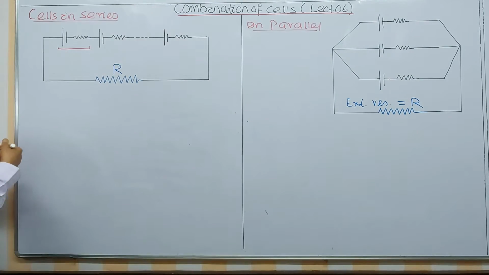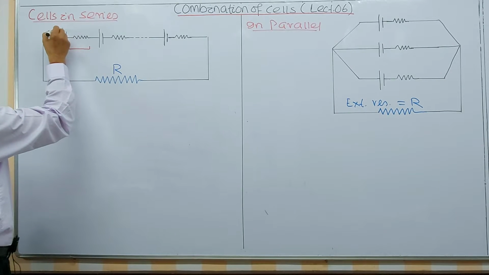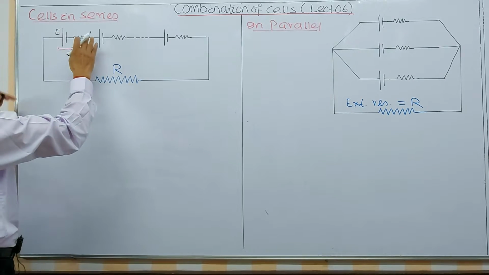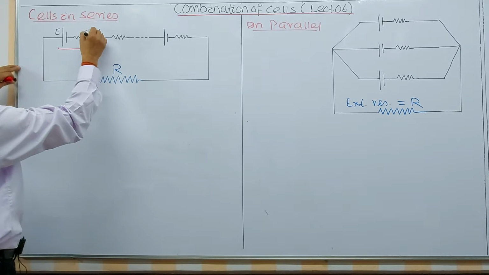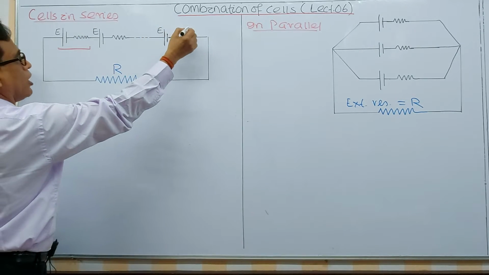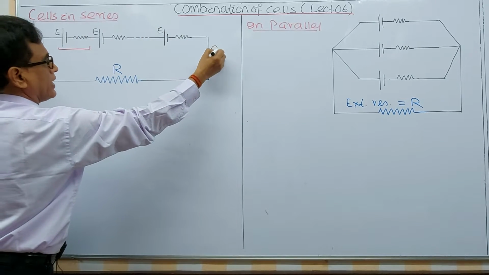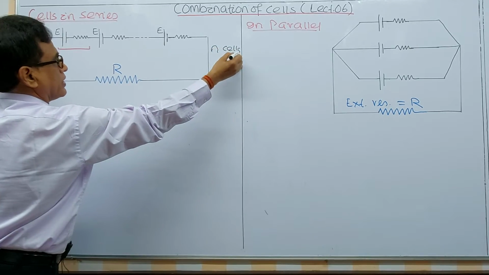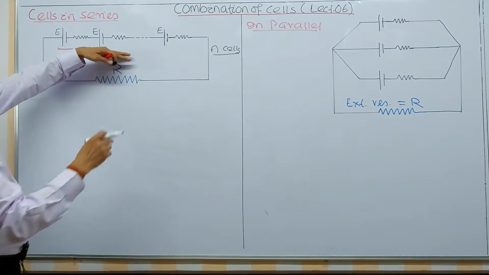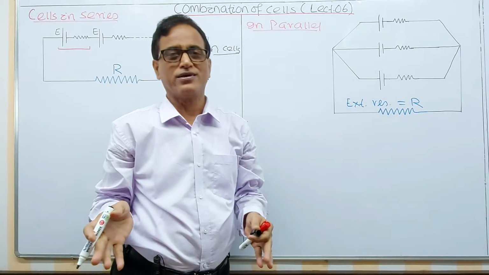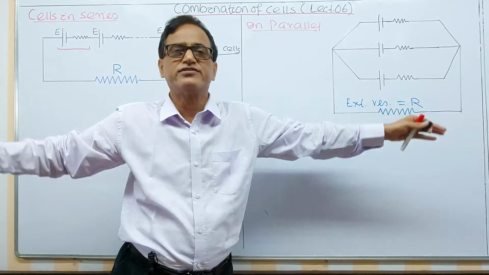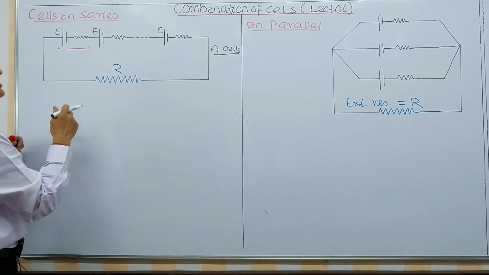Now here this is a cell of EMF E, and let me consider all cells of equal EMF. Number of cells, how many cells? I can say n cells. N cells in series. Cells are not connected to a battery. Cells are connected in series.